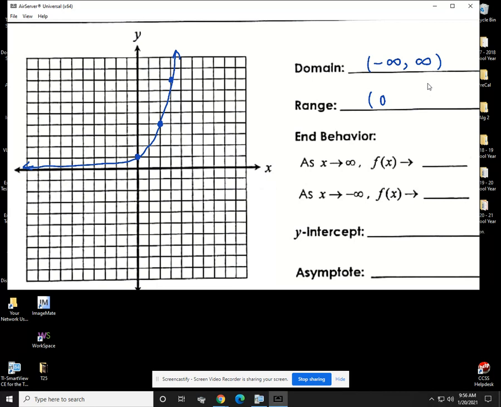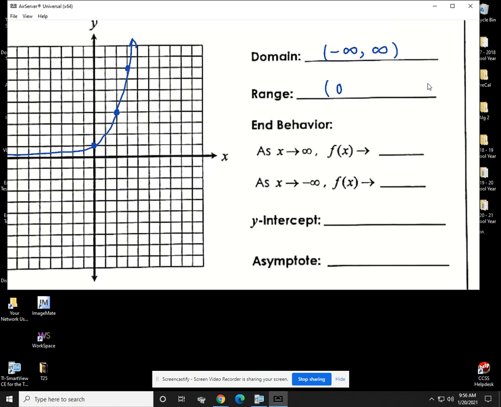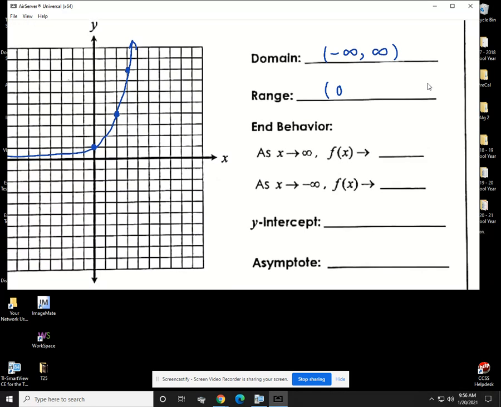But if it's just approaching that value, you have to use a parenthesis. So in this case, it's a parenthesis at 0. It's just like infinity. Can I ever get to infinity? No, I'm always just approaching infinity. And that's why we always use parentheses for infinity. Same with 0 here. We're approaching 0, but we never quite get there.